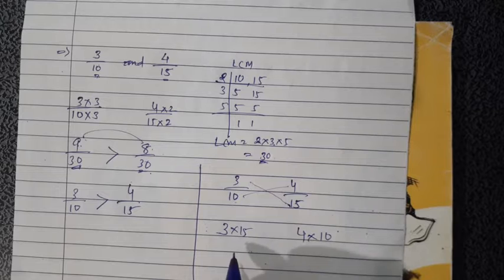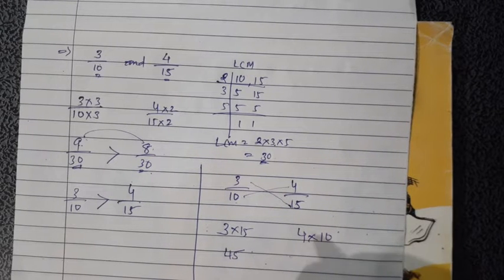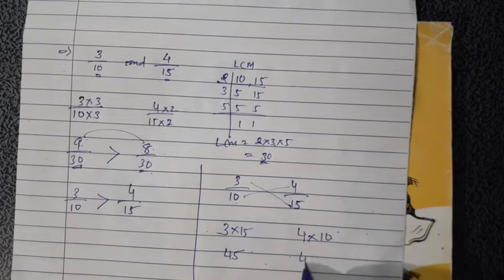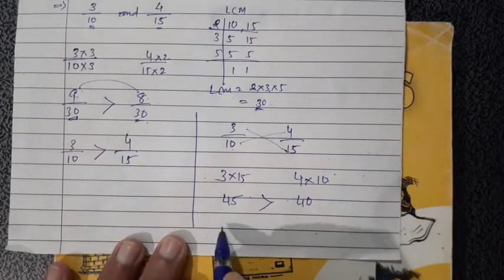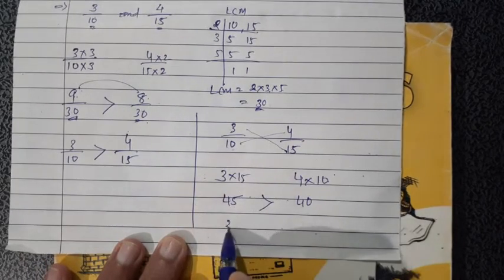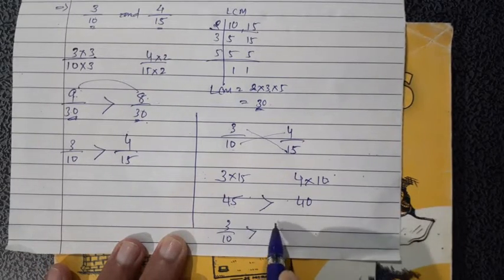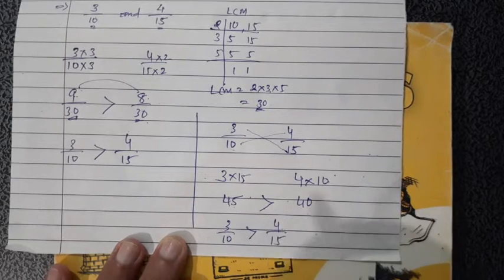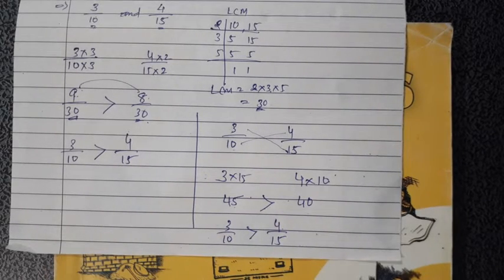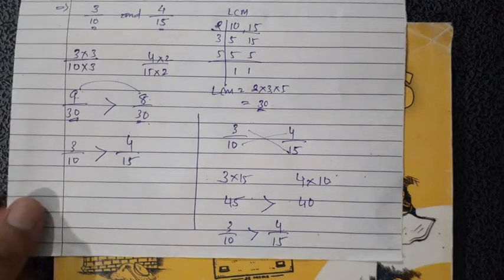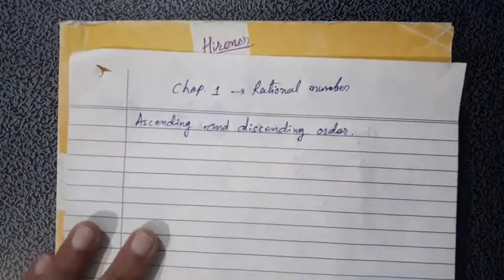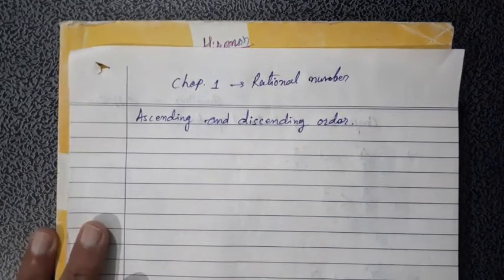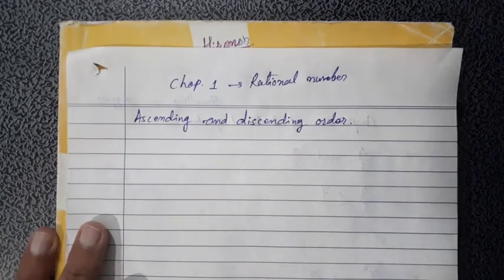Now 15 3s are 45 and 10 4s are 40. Now which one is greater? 45 is greater. So 45 means this one. So 3 upon 10 is greater than 4 upon 15. So easy. Okay. Now using this method, we arrange the numbers in ascending and descending order.